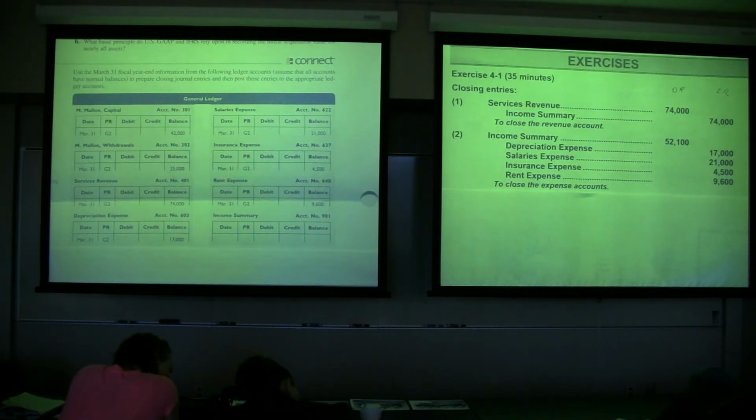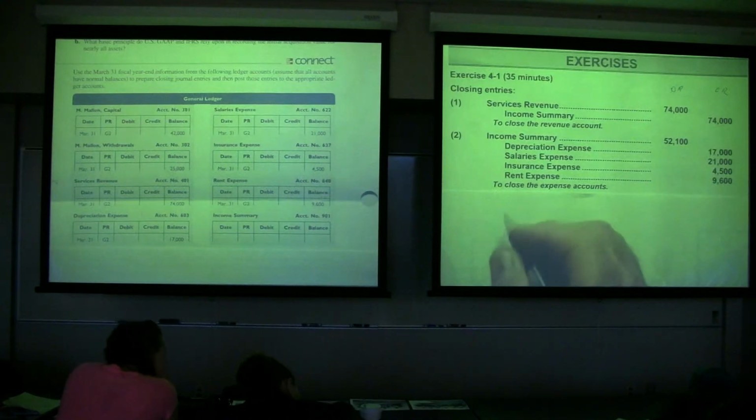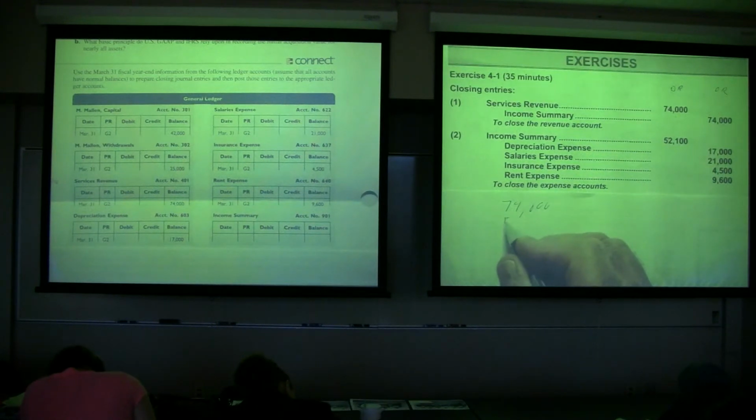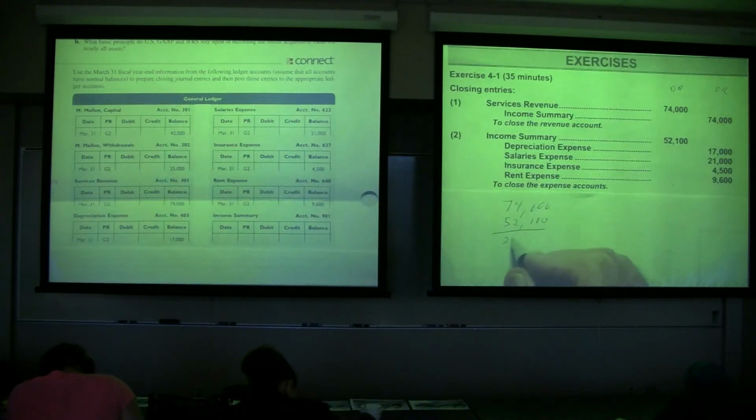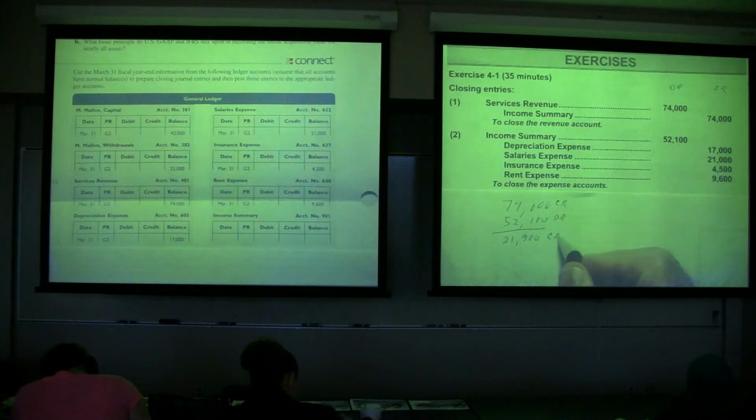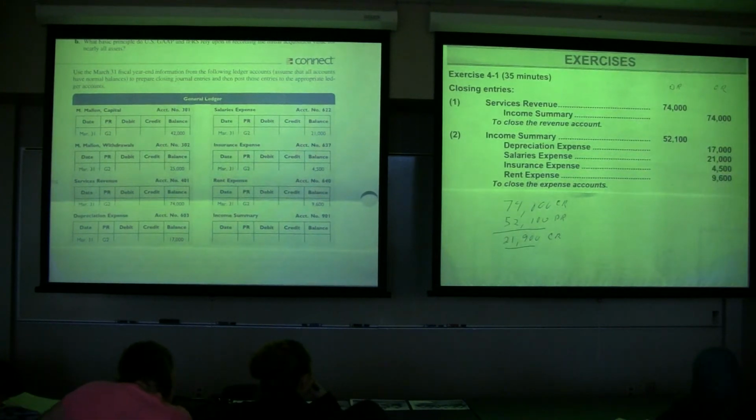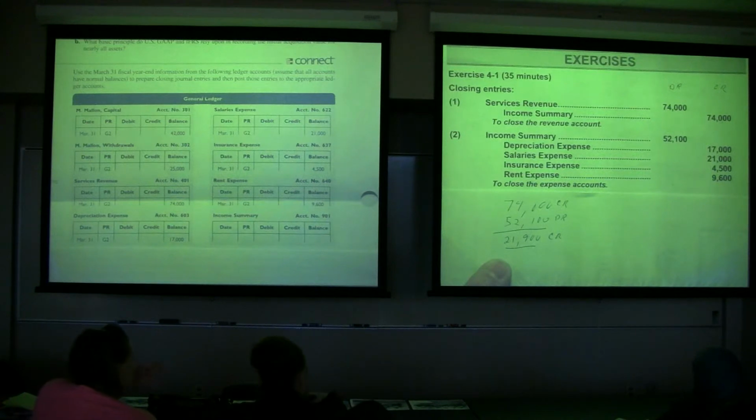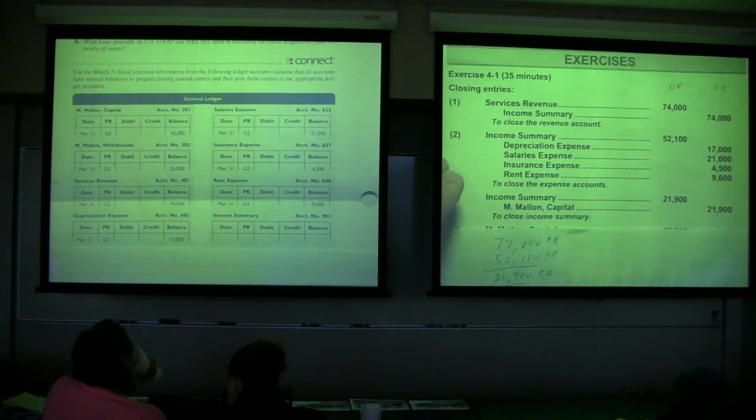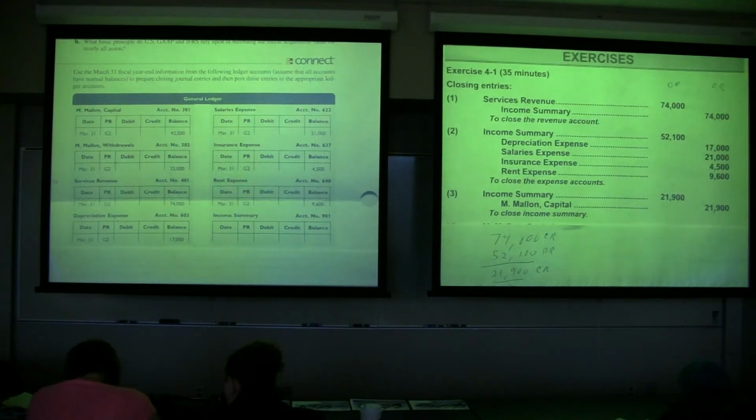So now, if we have a 74,000 credit to income summary, and we have a 52,100 debit to income summary, that means we have a $21,900 difference, and because the credits are larger than the debits, it will be a credit balance. That means our revenue exceeds our expenses, and you now want to update your capital account. You do that by crediting your capital by the amount of the net income and debiting income summary equal to its credit balance to zero it out.